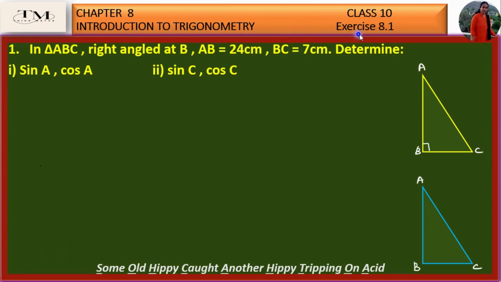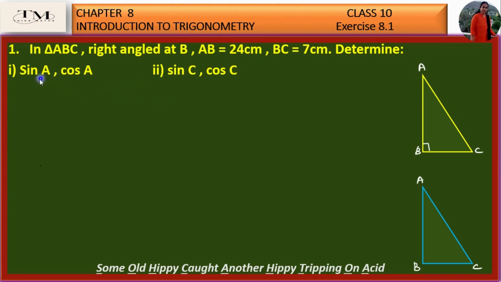In this session, we are going to discuss exercise 8.1, questions 1 to 5. So first question: in triangle ABC, right angle at B, AB is equal to 24 centimeter, BC equal to 7 centimeter. Determine sin A, cos A, sin C, cos C. Now we have to find out the values of sine and cos for two different angles.